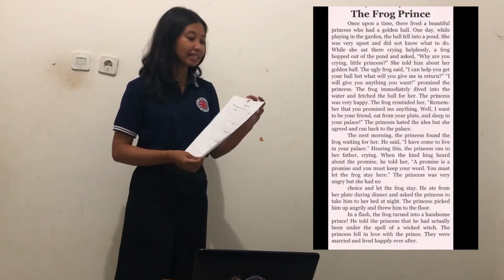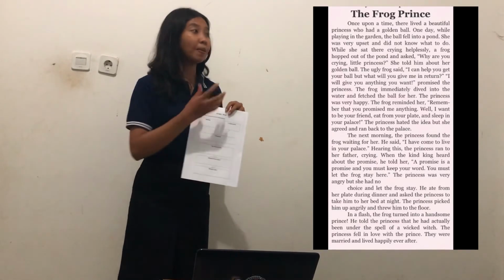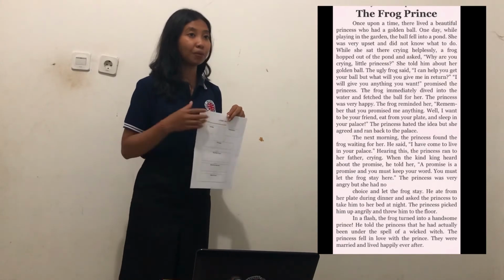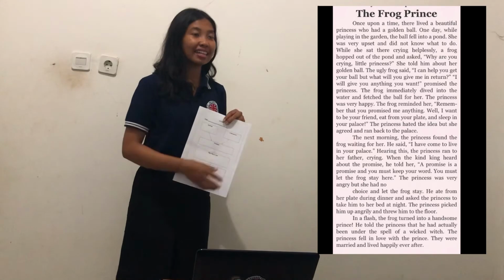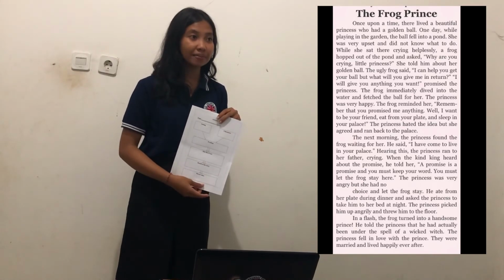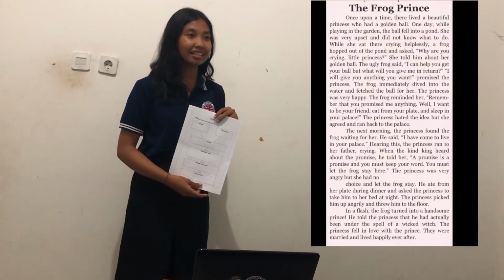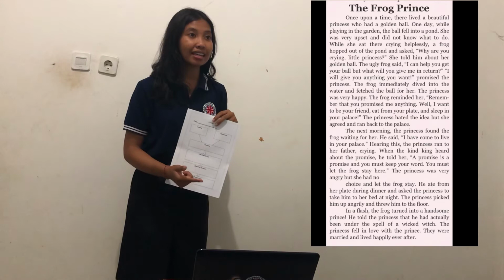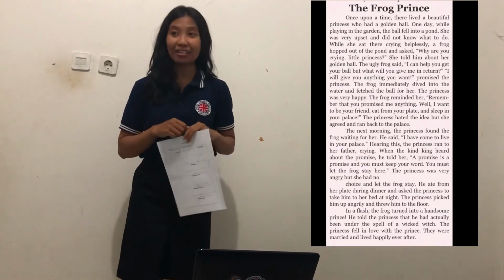For the next, the characters. How many characters are in the story? Okay, Diane, would you like to answer it? There are four characters, ma'am. The frog prince, the princess, the king, and the prince. Alright, thank you, that's correct.